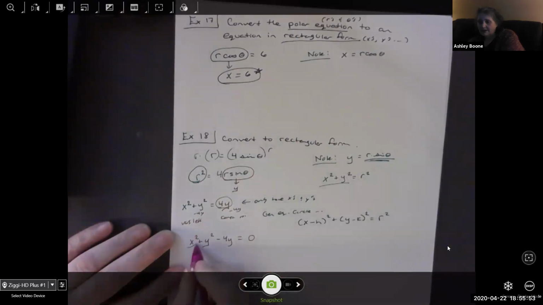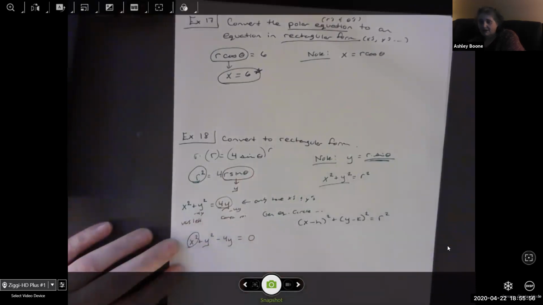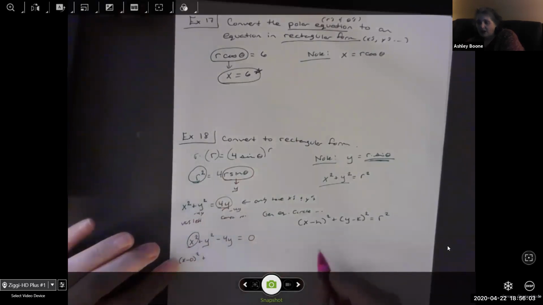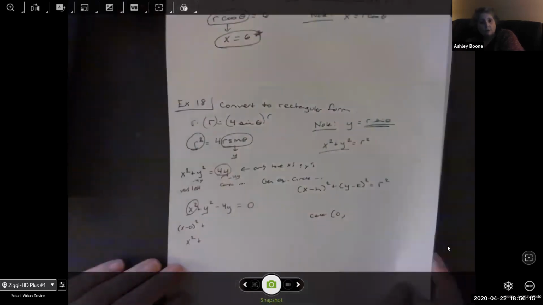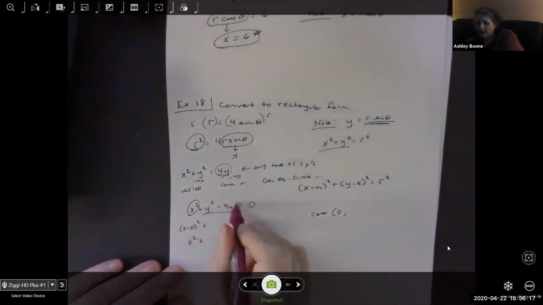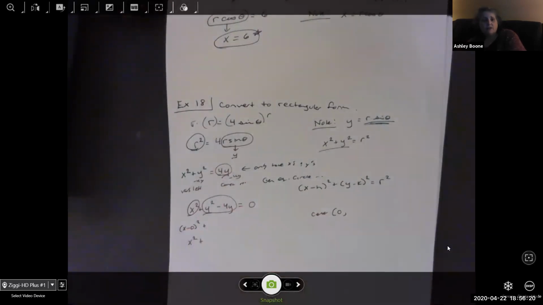Now, the only place I see an x is right here. So I have x squared. Notice that's the same as x minus 0 squared. So what that means is our circle is going to have a center with an x value of 0. I'm just going to leave that as x squared in the equation, but that's the x value of the circle. But this part right here, y squared minus 4y, we want to write that as a binomial squared.